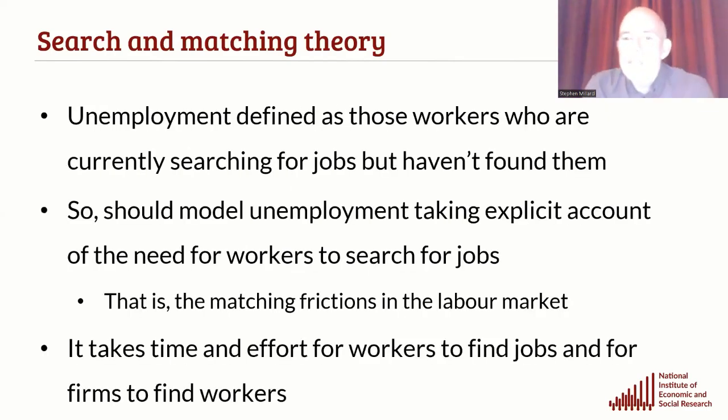But what are the key ideas here in search and matching theory? Well, the first thing is we are going to be very clear in how we define unemployment. Unemployment in the data is defined as those workers who are currently searching for jobs, but who haven't found one, can't find one at the prevailing wage. They want one at the prevailing wage, but they can't get a job.